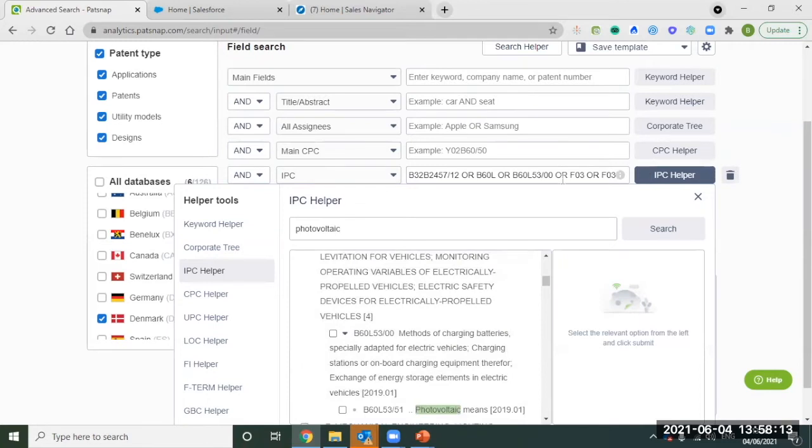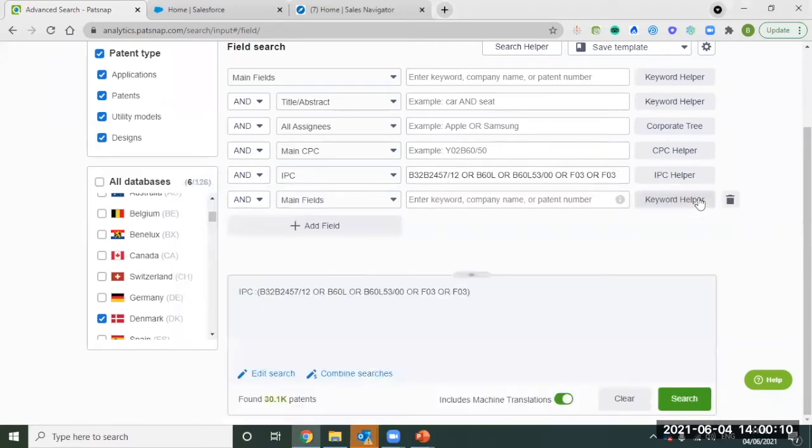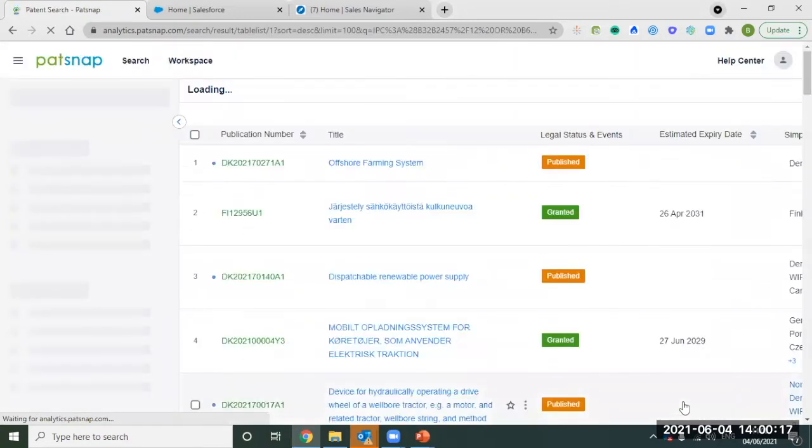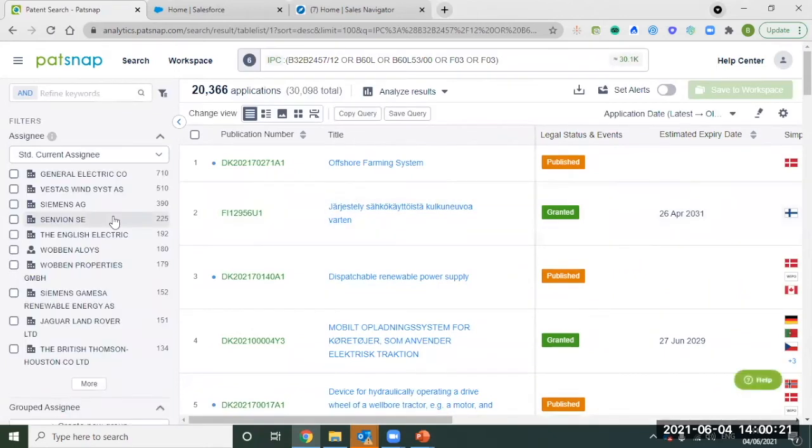So we can see here that these IPC codes I've selected relate to the ones here, and I've selected these ones previously because I just wanted to make this presentation as seamless as possible. So what we're going to do is just search. I haven't actually refined by application date, as I said in the presentation, but that's something you can do as well. Many different ways of refining.